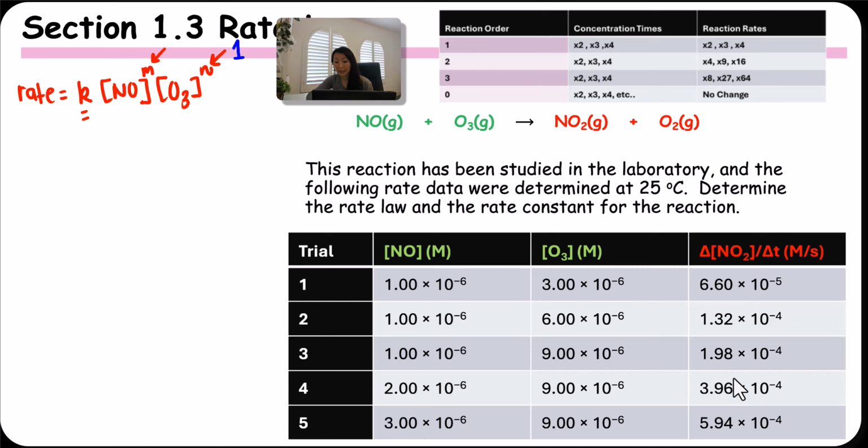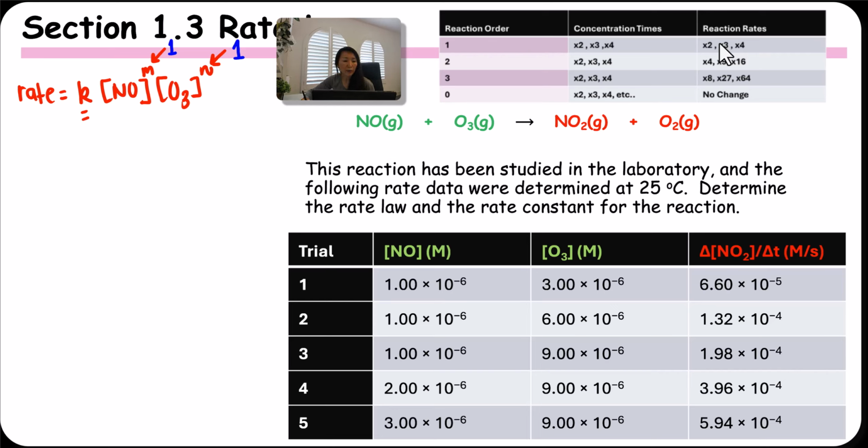So it shows that it has doubled. From trial 3 to 5, you see that it has tripled. So again, you see that concentration has doubled and the reaction rate doubled. If the concentration has tripled, the reaction rate has also tripled. So we know that the reaction order for this one is also 1 as well.